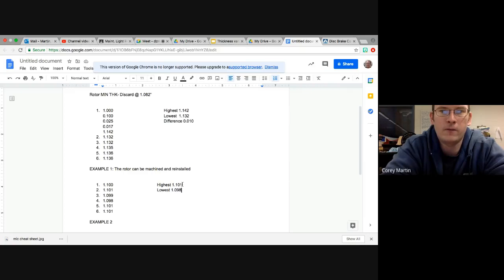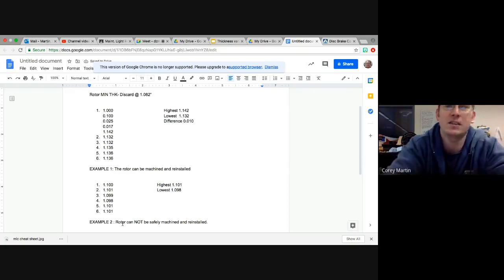So here we have a variance of about 3 or 4 thousandths of an inch. If we remove 3 or 4 thousandths of an inch from the rotor, it's definitely going to be underneath of that number. It's still going to be above our discard thickness, but we can't really machine it and clean it up to put it back on the vehicle. So in this example, the rotor cannot be safely machined and reinstalled. We don't have to discard it, but we can't machine it and put it back on the car because it's going to potentially lead to issues.